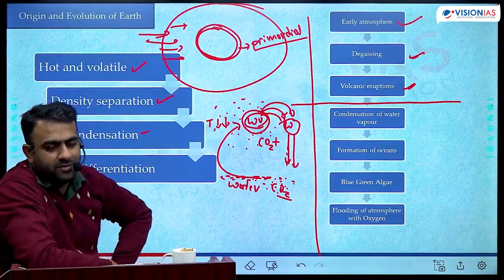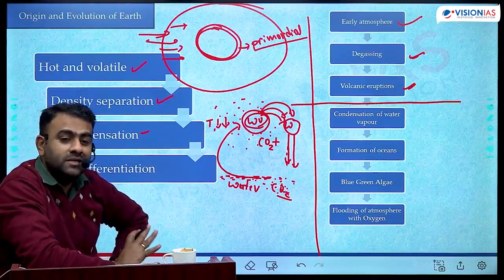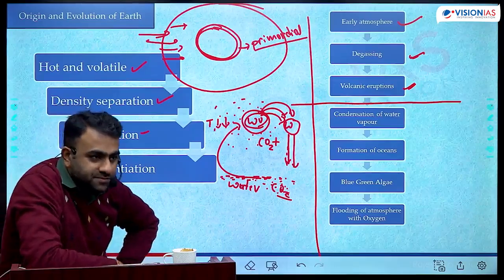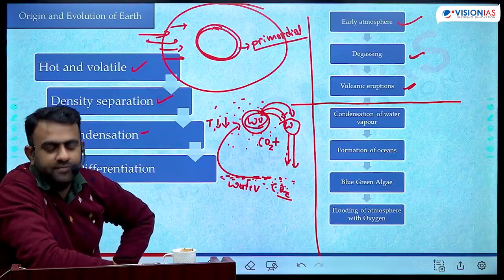This kind of rainfall will happen for millions of years. Millions of years, literally there was only rainfall, there is nothing else. Imagine. ठीक है?